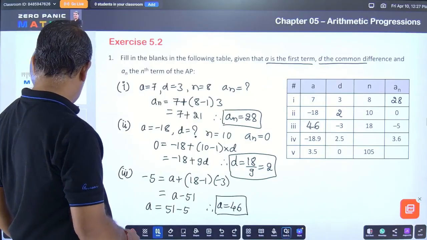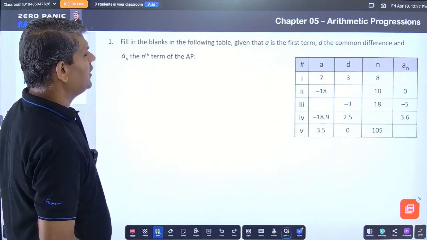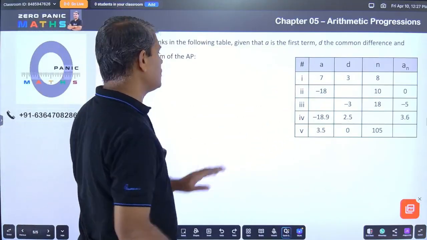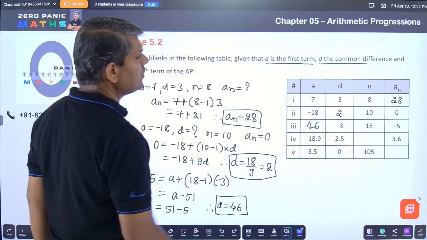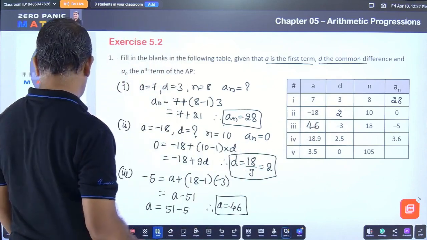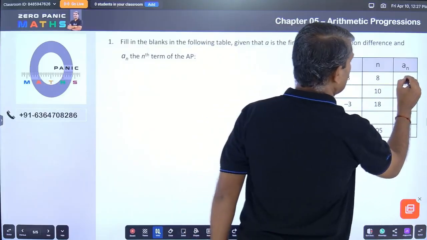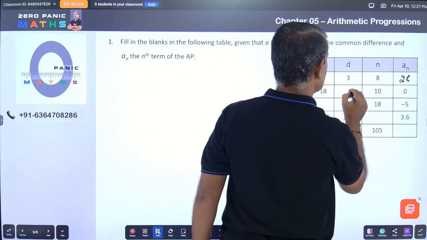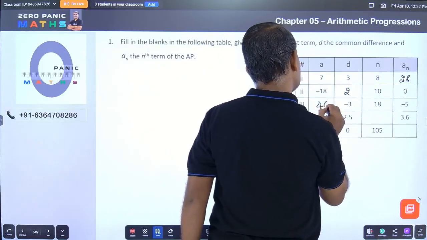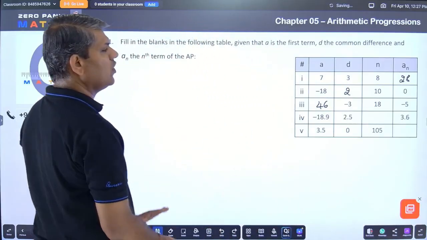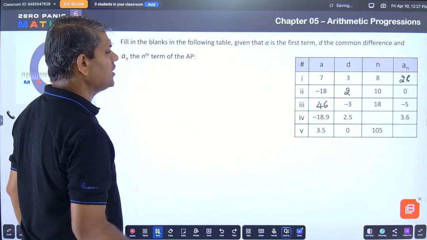Let us move to the next slide. Now we have already found the three values, 28, 2 and 46. Let us substitute them here: 28 for the first problem, 2 for the second, and 46 as the third value. We have already solved the three problems.